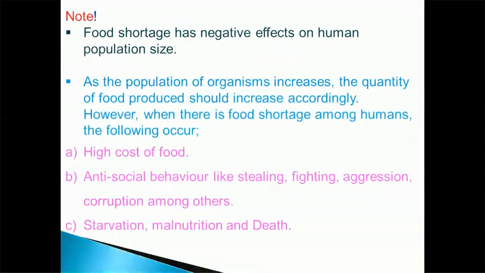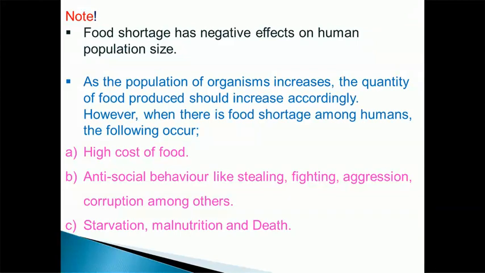So let's move on by looking at this. Note, food shortage has negative effects on human population size. Good. Now, as the population of organisms increases, it is expected that the quantity of food produced should increase accordingly. But in most times, it's not like that. However, when there is food shortage among humans, the following are likely to occur. One is high cost of food. So the little available food will be very expensive, right?